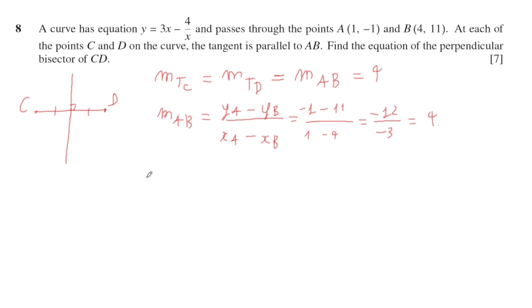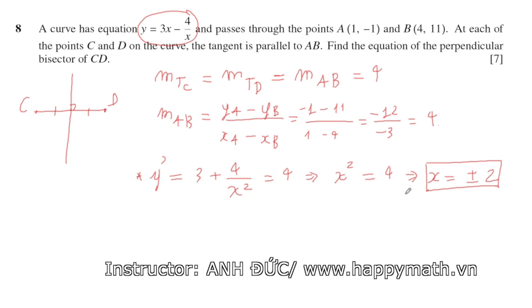The gradient of a tangent is given by the gradient function of the original function, so I will differentiate this function to get the gradient function. After you differentiate, you get 3 plus 4 divided by x squared, and this will be equal to 4. So x squared will be equal to 4. So x will be equal to positive and minus 2. We have the two values of x that set the gradient equal to 4, meaning equal to the gradient of AB, so they correspond to C and D.